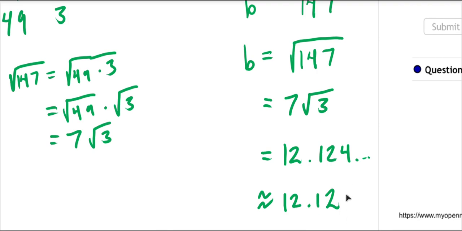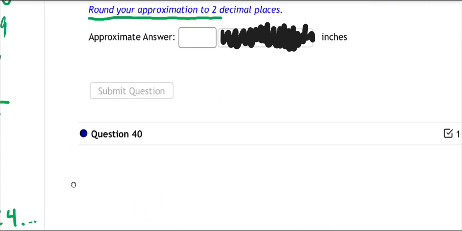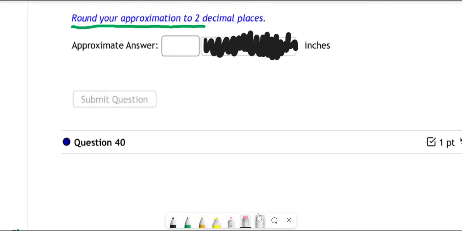And rounding that down, because this is less than 5 in this position here, to 2 decimal places, it's 12.12. It asks us to round to 2 decimal places. However, the answer is given to far more. I don't know why that is, but you can see that in the first 2 places it is 12.12.